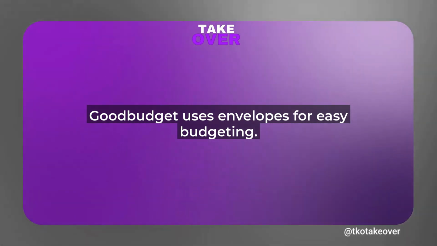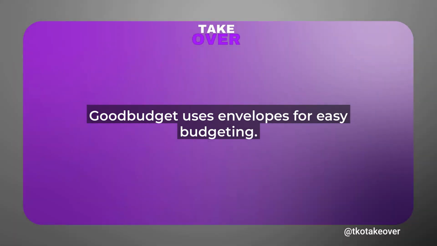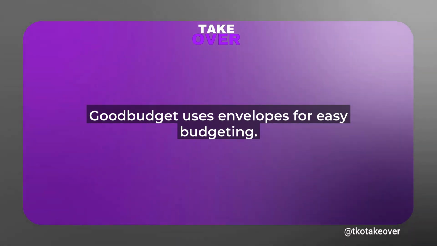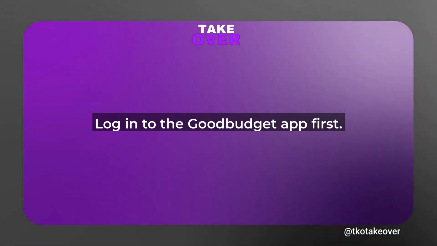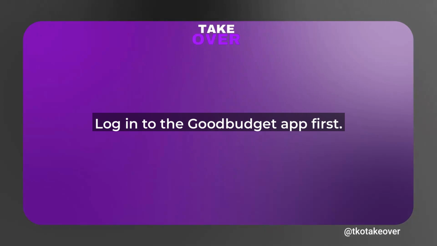Today, we're diving into the world of Goodbudget, a super handy app that helps you take control of your finances using the classic envelope budgeting system. If you're new to this, envelopes are basically digital categories where you allocate your money for different expenses, like groceries or entertainment, to avoid overspending. It's a game changer for anyone looking to budget smarter.